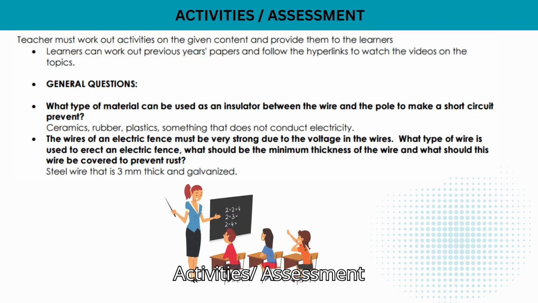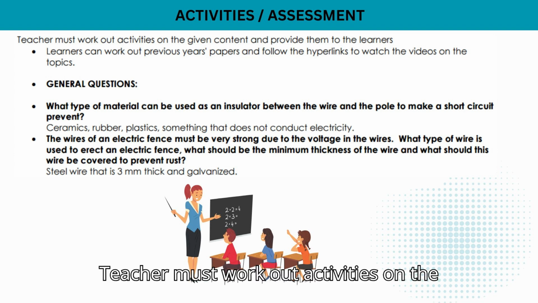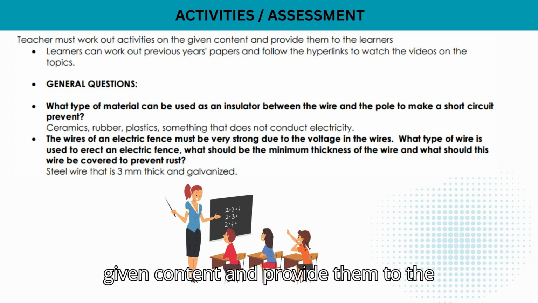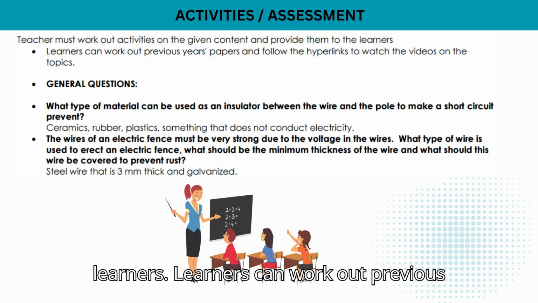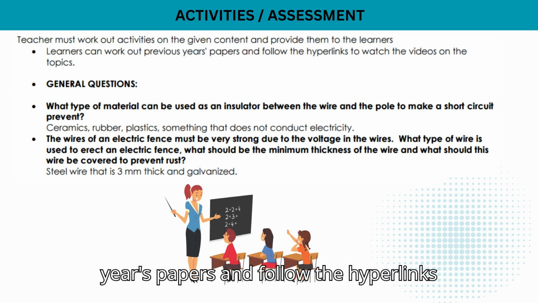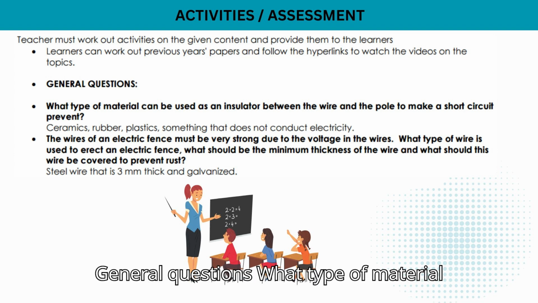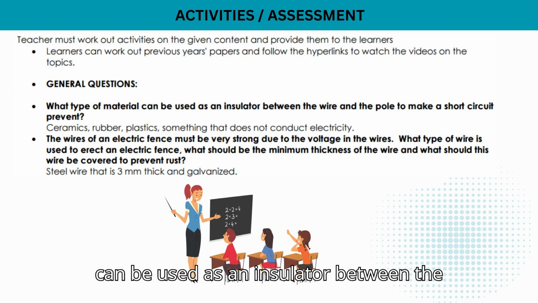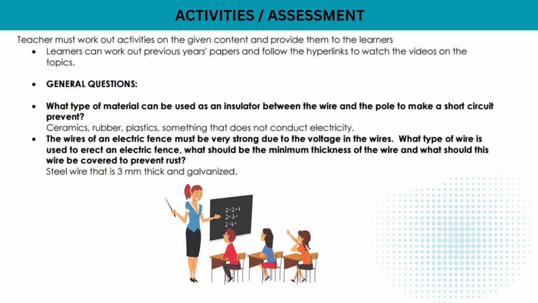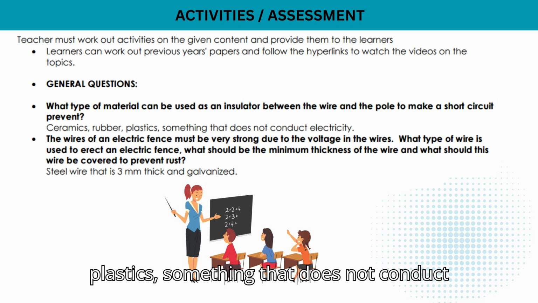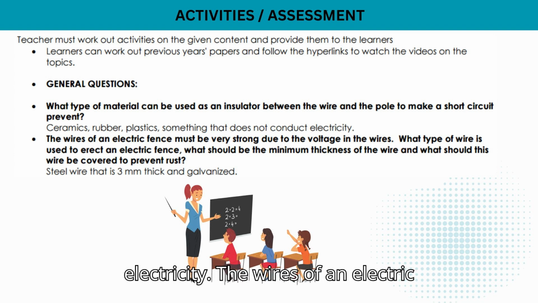Activities / assessment. The teacher must work out activities on the given content and provide them to the learners. Learners can work out previous years' papers and follow the hyperlinks to watch the videos on the topics. General questions. What type of material can be used as an insulator between the wire and the pole to prevent a short circuit? Ceramics, rubber, plastics, something that does not conduct electricity.